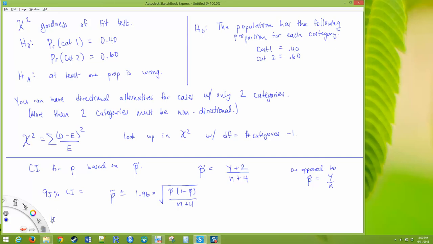And if a certain value, P0, is within the interval, we do not have evidence that P is different from P0. And the flip side is also true. If P0 is not within the interval, then you do have evidence that the population proportion P is different from P0. Okay. Is this okay? Are there questions on that?